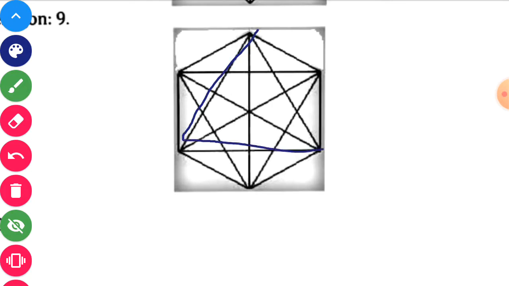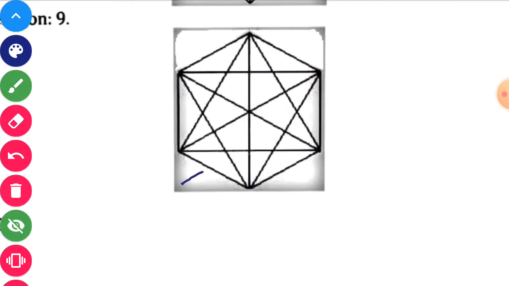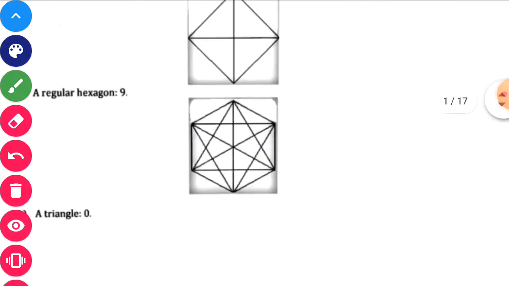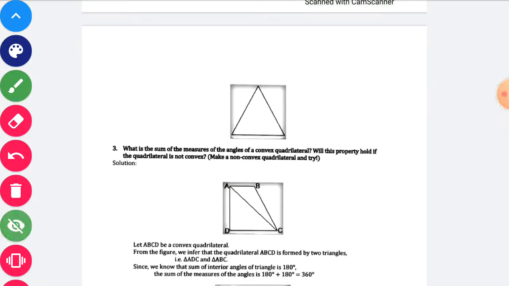1, 2, 3, 4, 5, 6, 7, 8 and 9. 9 are possible. Triangle, no possible. If we will draw what diagonal, then here you can see any vertex is not given, so it is not possible.